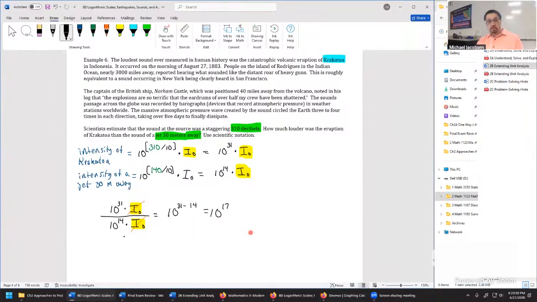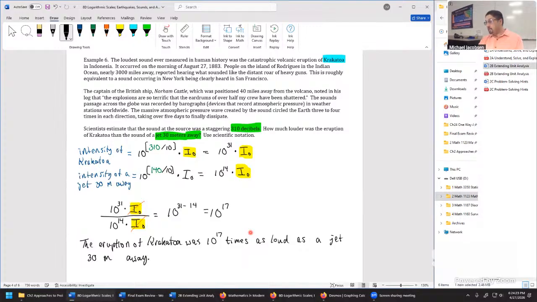We can put a final finishing touch on it by saying the eruption of Krakatoa was 10 to the power 17. That is a very, very high order of magnitude times as loud as a jet 30 meters away. So that was a really, really insane event. Well, any last thoughts or comments, folks? Finishing off the decibels part of the notes.